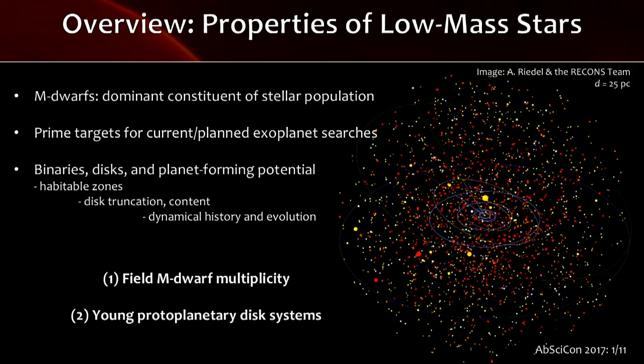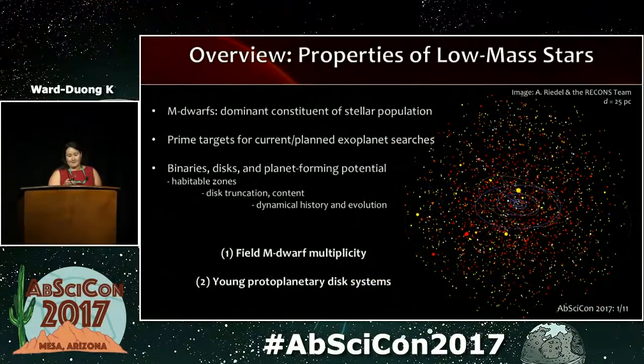Okay, so first off, as we've heard, M-dwarfs are really forming the dominant constituent of the stellar population. This is visualized here on the right in a snapshot from a graphic from Adric Riddle and the RECONS team of the solar neighborhood. Looking at the 25 parsecs with our sun here at the center, over 75% of the stars in our solar neighborhood are these low-mass M-dwarf stars.